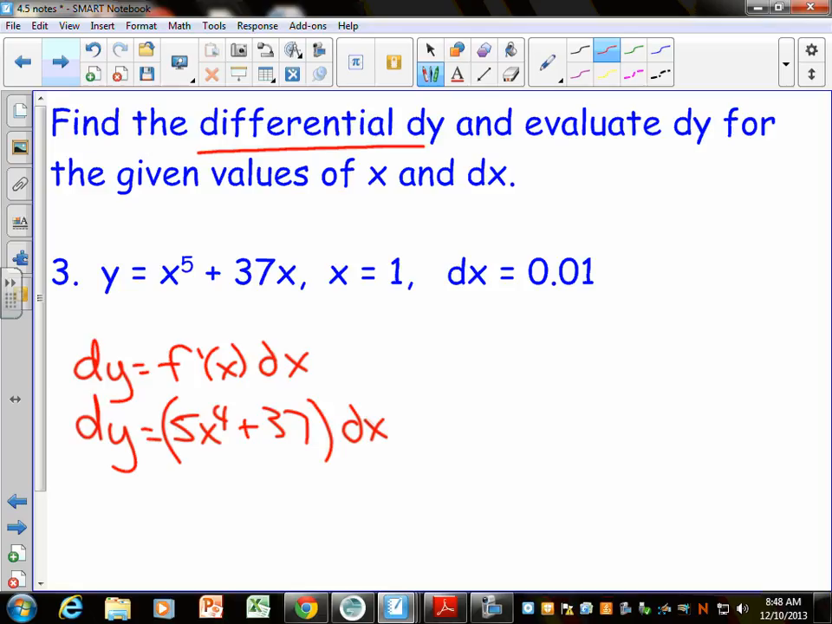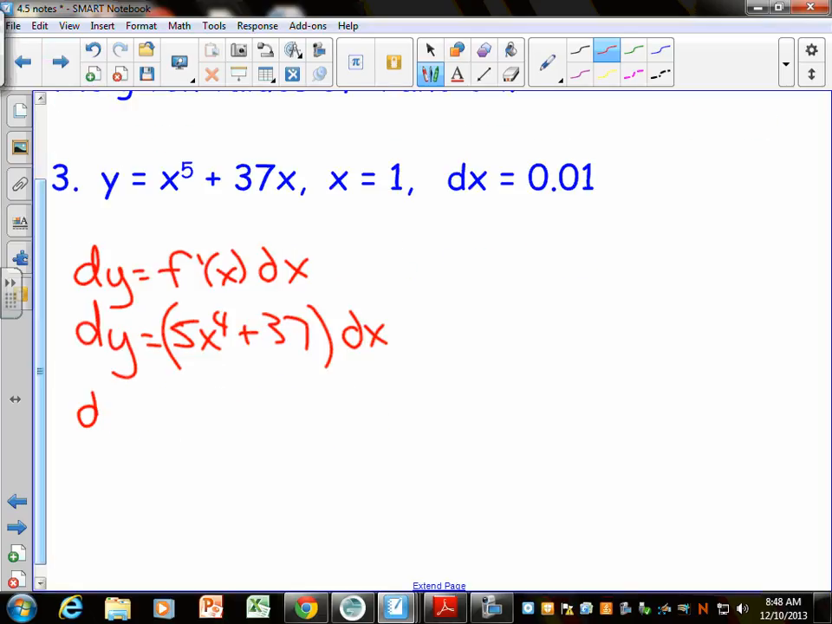If they didn't give you this part, which we're going to do in a minute, guess what? That's your answer. That's all you got to do. It's like chapter 2 stuff, right? Chapter 3 stuff. But now we're just plugging in. Plug in 1 for x, plug in 0.01 for dx, and give me a numerical answer for what dy equals.